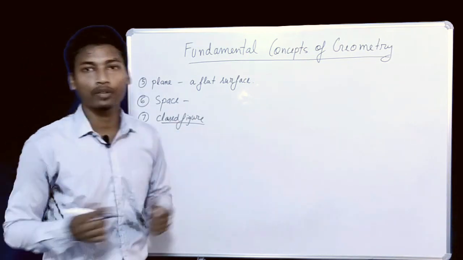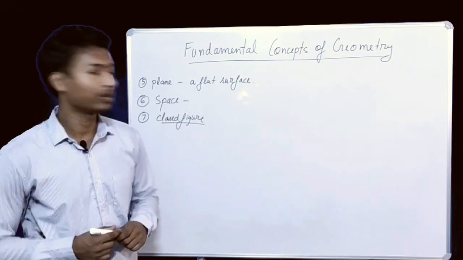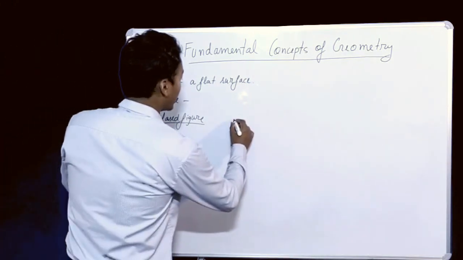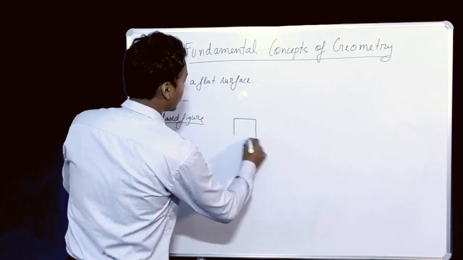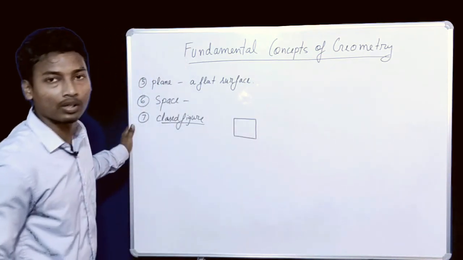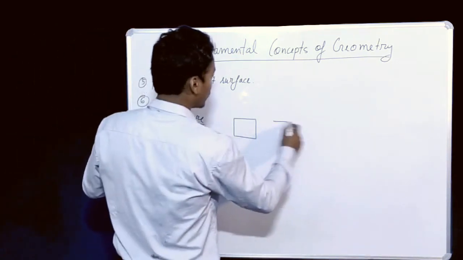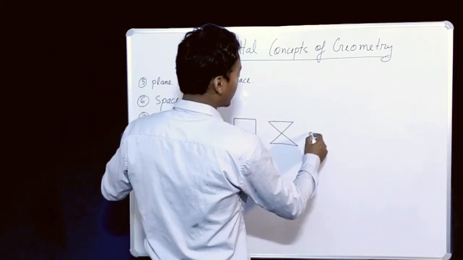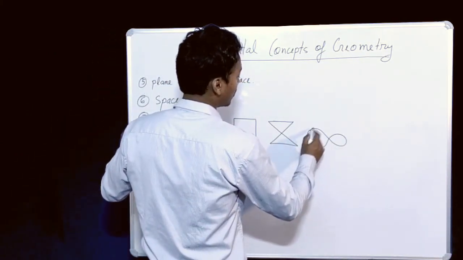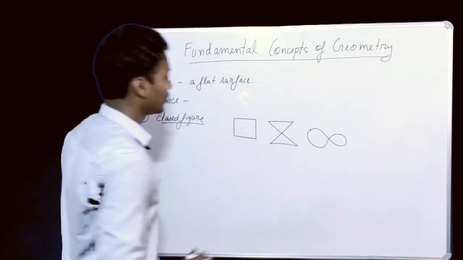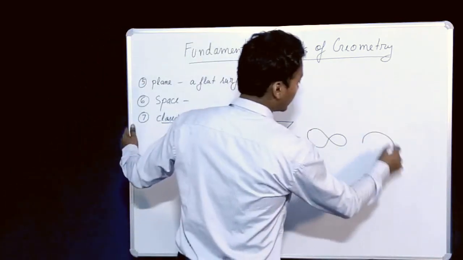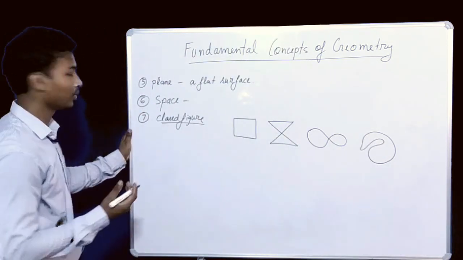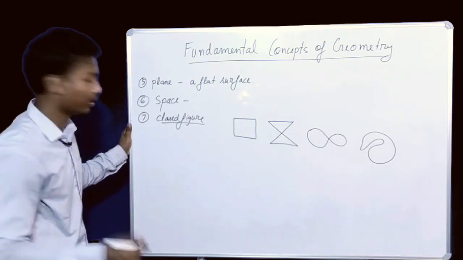Now you have learned about various figures in your previous classes. So you remember what a closed figure is, right? Any figure that is closed from all the sides. If you take this shape, this is also a closed figure. If you take this shape, this is also a closed figure, okay? Then this shape is also a closed figure, and the opposite of it is an open figure.